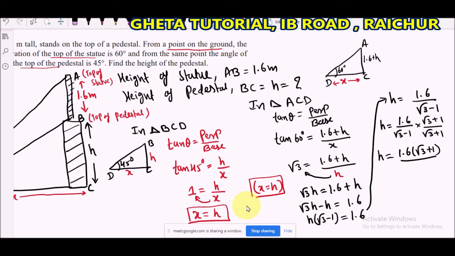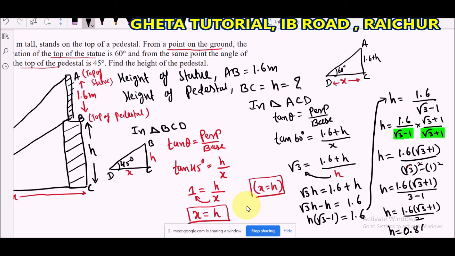In the denominator we have root 3 minus 1 and root 3 plus 1. That is nothing but a minus b into a plus b, which is equal to a square minus b square. So H is equal to 1.6 into root 3 plus 1 whole divided by, the root and square cancel, so that becomes 3 only. So 3 minus 1. H is equal to 1.6 into root 3 plus 1 divided by 2. When you divide by 2, what will be the answer? 0.8 into root 3 plus 1, and that is the final answer.